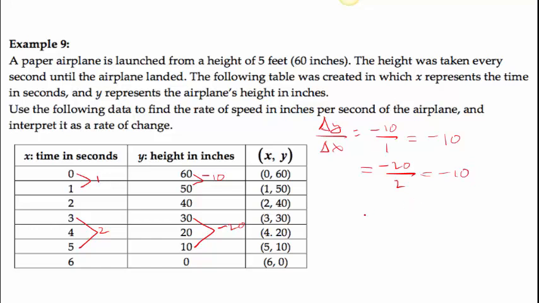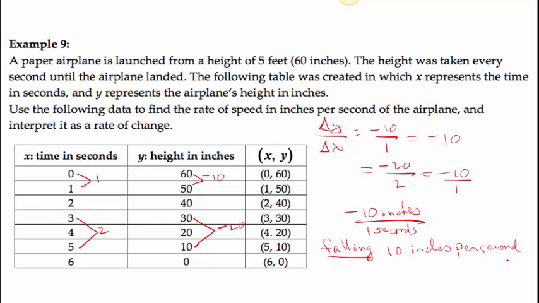And what this means is, this is where you have to think of it as a rate, right? So it's really negative 10 over 1. So it's negative 10, and y was measured in inches over 1, x was measured in seconds. So the way you interpret this is it's falling because of the negative sign, right? 10 inches per second. So that's how you would interpret the rate of change in this case. The paper airplane is falling 10 inches per second.